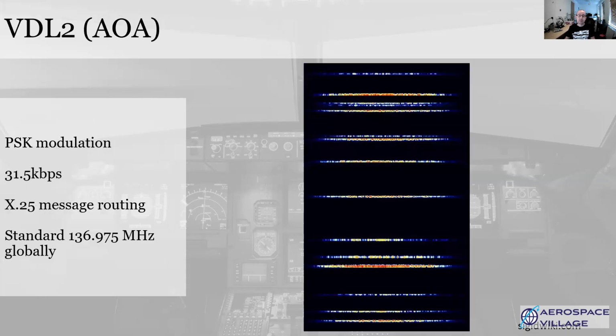VHF data link 2, so VDL2, is an enhancement that uses phase shift keying modulation to give a slightly higher bandwidth throughput. It also uses the X.25 routing protocol to send messages between data terminals. And I guess this sort of matches up with the lowest 3 layers of the OSI model, but this X.25 predates TCP/IP by some considerable time. Because of the use of X.25, there is a global single frequency, but as with plain old ACARS, it's VHF, and so still line of sight.